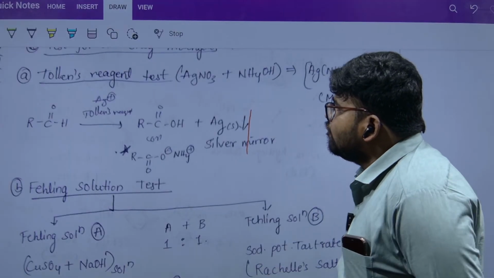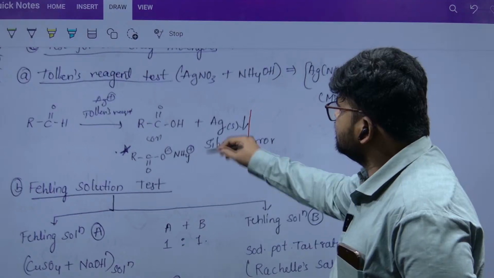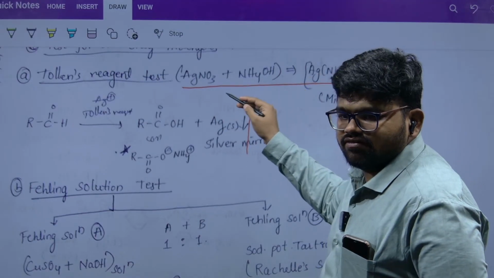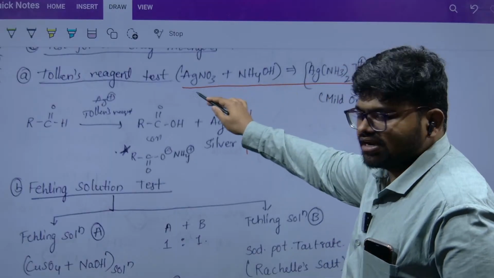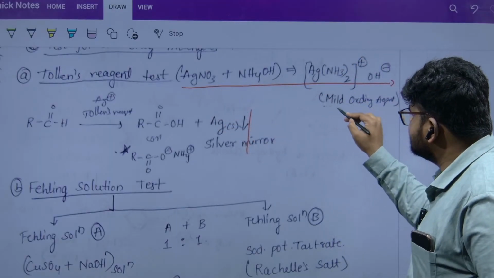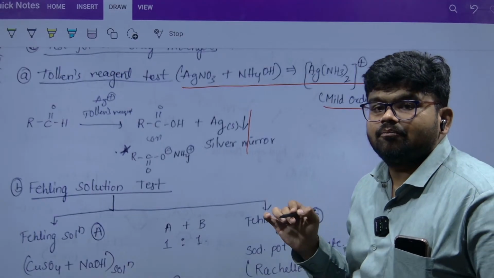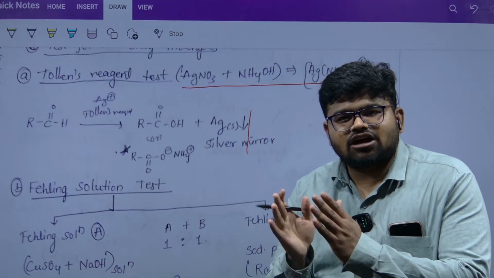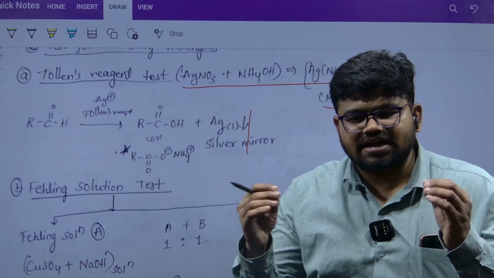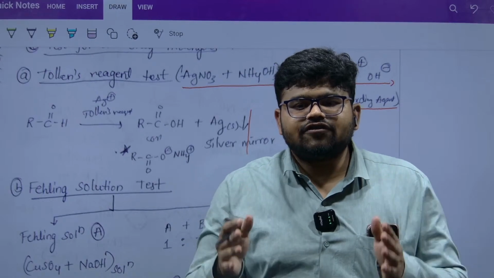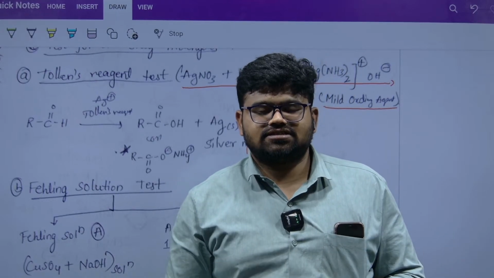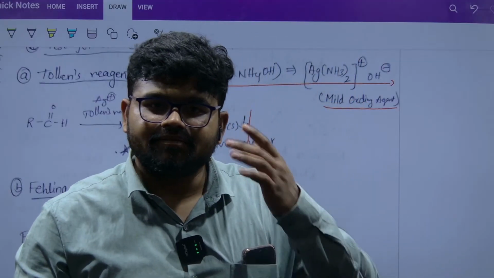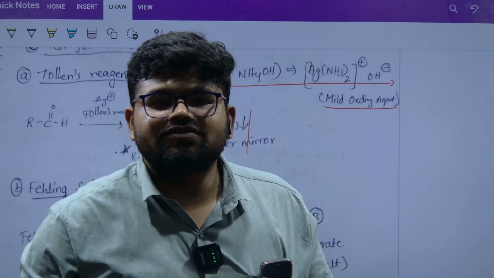Yes sir. So first of all, that is the Tollens test. Again, no need to repeat. This is our ammoniacal silver nitrate solution. So actually, this is acting as which agent? A mild oxidizing agent. Not only this one, Fehling's solution and these are also acting as mild oxidizing agents only. If they are mild oxidizing agents, then what happens? Aldehydes will be converted into what?